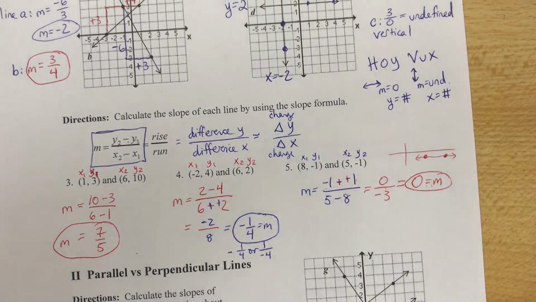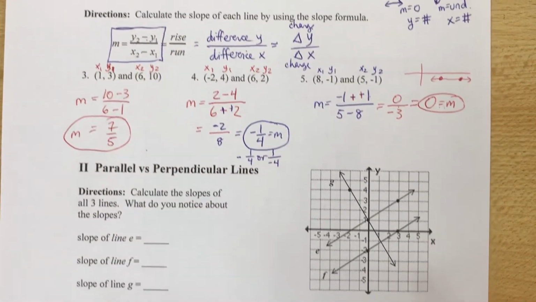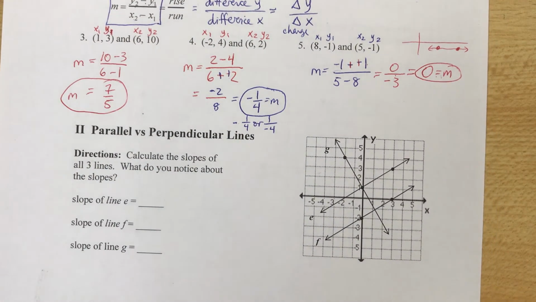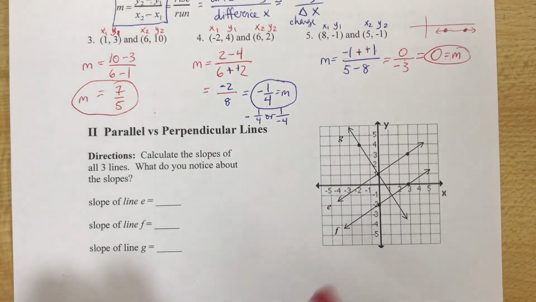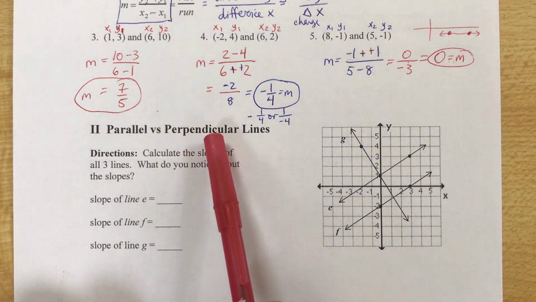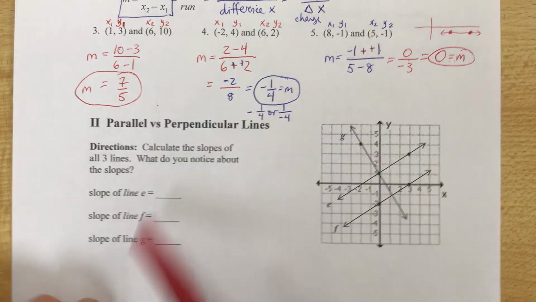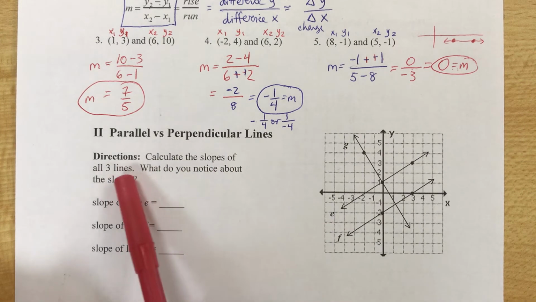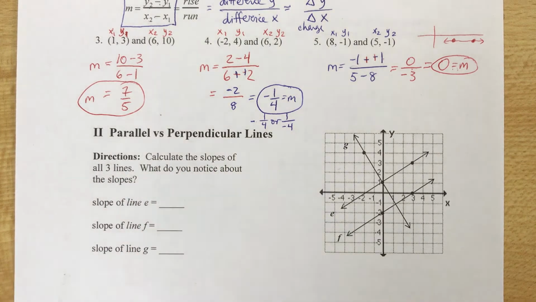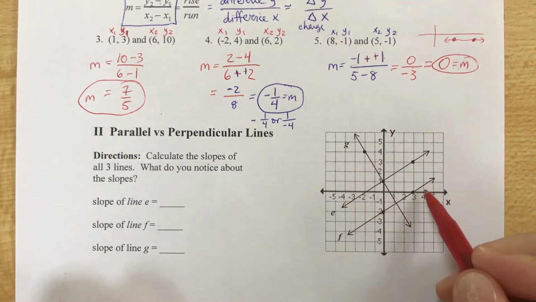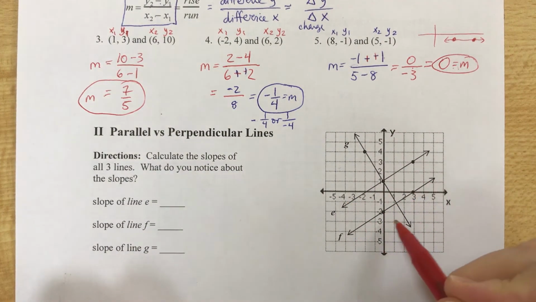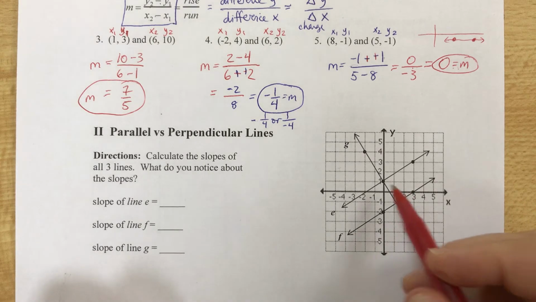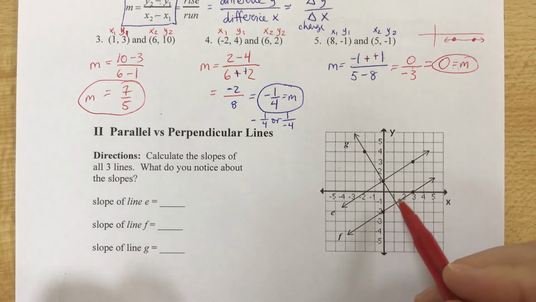Okay. Now, that's all review. These are things that you've seen in Algebra 1 and probably before that. But let's talk about parallel versus perpendicular lines. So directions, calculate the slopes of all 3 lines. What do you notice about the slopes? Well, E and F are parallel. Okay, I'm just going to tell you that they are parallel lines. They look parallel, but they actually are parallel.